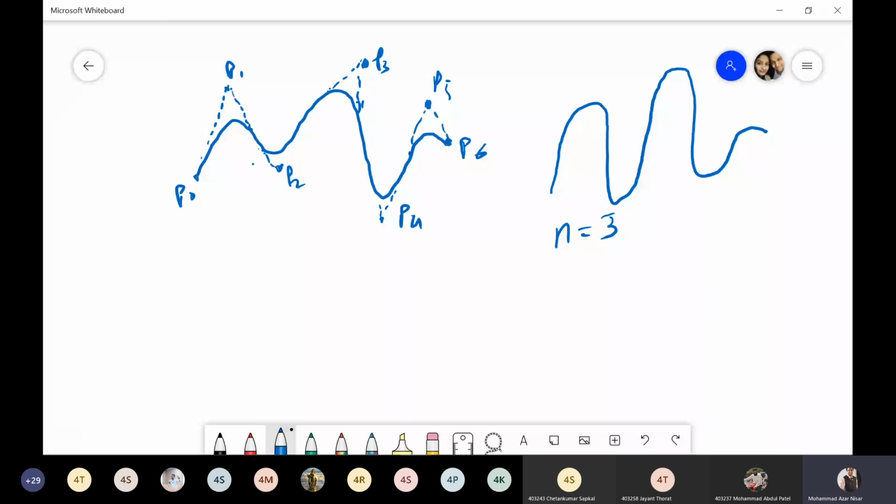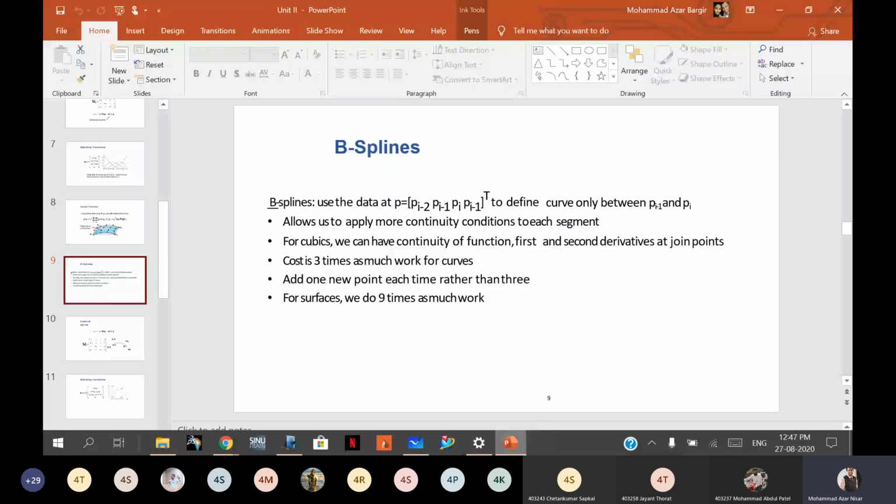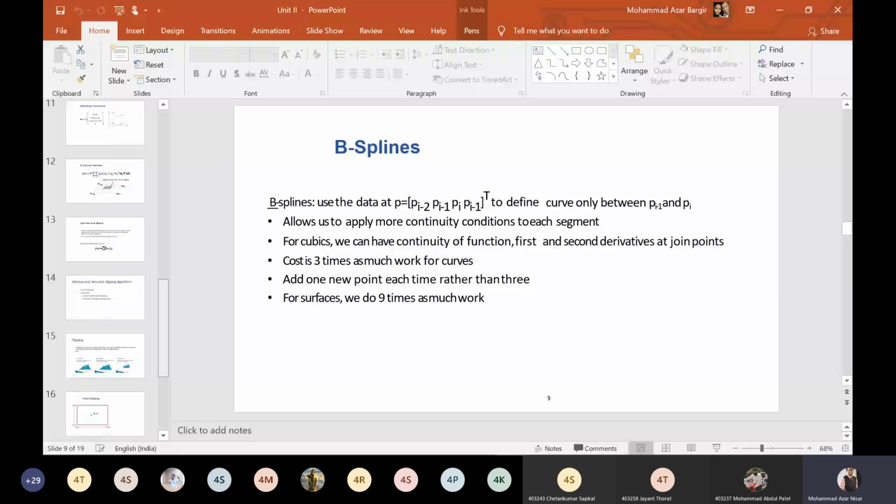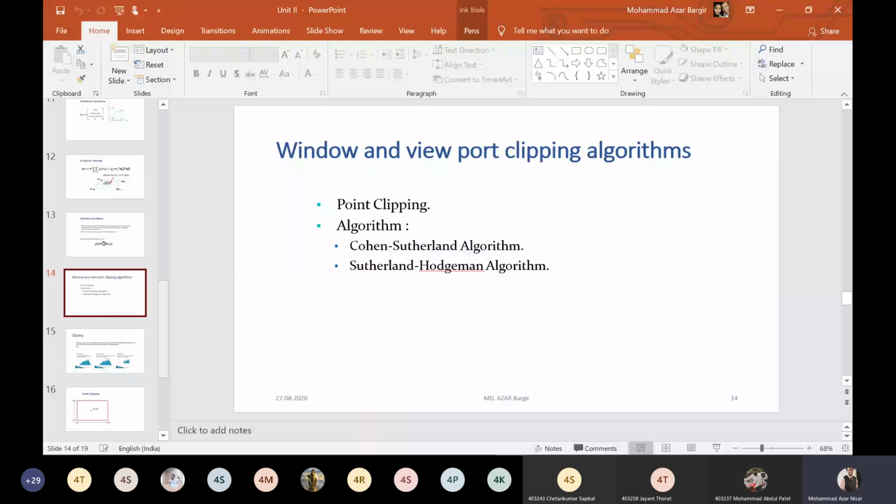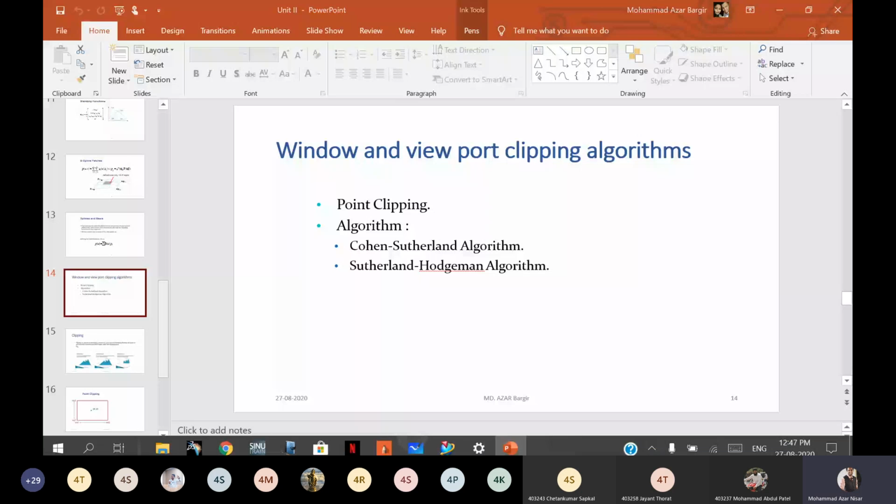In the next lecture, we'll see what algorithms are used for window and viewport clipping. So what do window and viewport clipping mean? It is like the trim option used in CATIA. I'm using a software called CATIA.